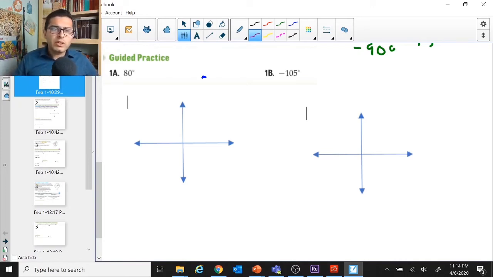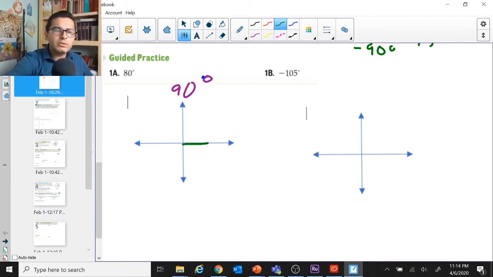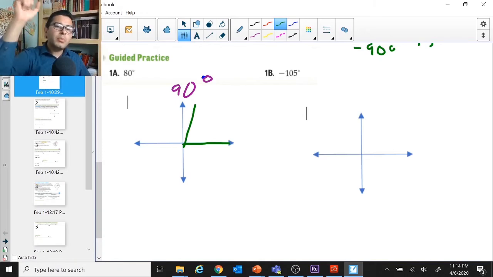80 degrees. What can we do with this? Well, I remember from my top circle that this is going to be 90 degrees. So if that is 90 degrees, 80 degrees can't be that far off from it. It's probably just a little bit less than that 90 degree mark. So my initial side is always going to be facing off to the right, and my terminal side is going to be a little bit less than 90. Now, is this going to go up off of my initial side, or is it going to go down? Well, because it's positive, it's going to go up off my initial side, and then it's going to curve all the way to my terminal, and this is my angle.